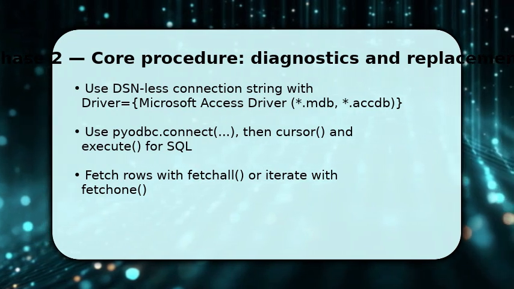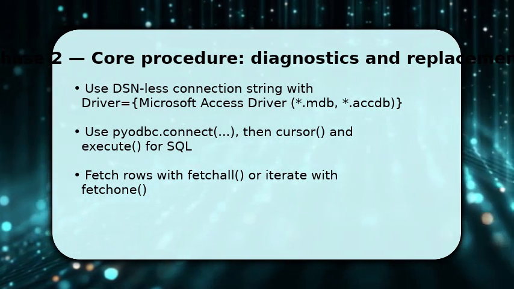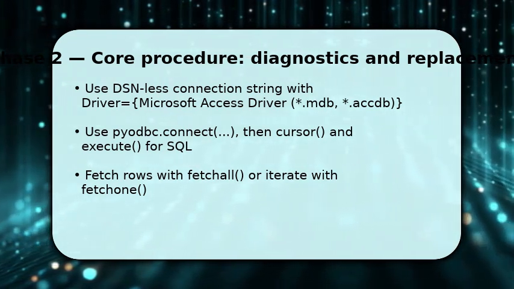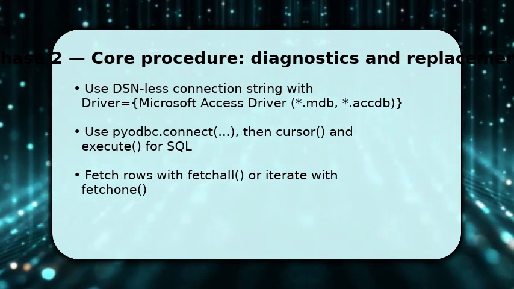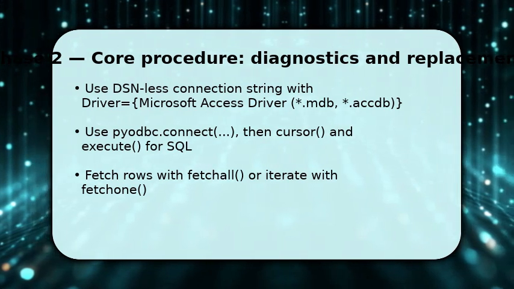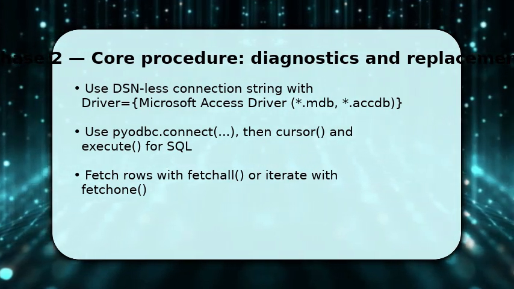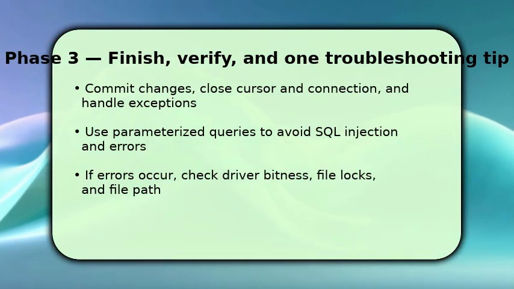Execute your select or insert SQL using cursor.execute. After execution, fetch results with fetchall or iterate with fetchone for large datasets. Make sure to commit after inserts, and to finish, commit any changes with con.commit. Then close the cursor and connection to unlock the Access file.